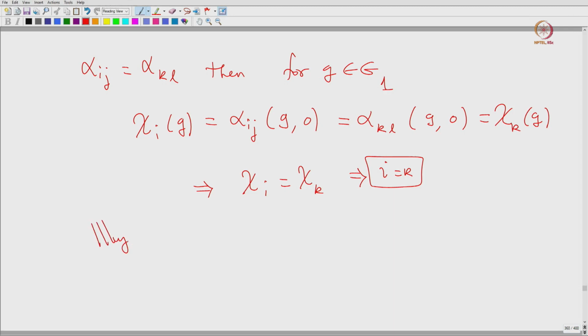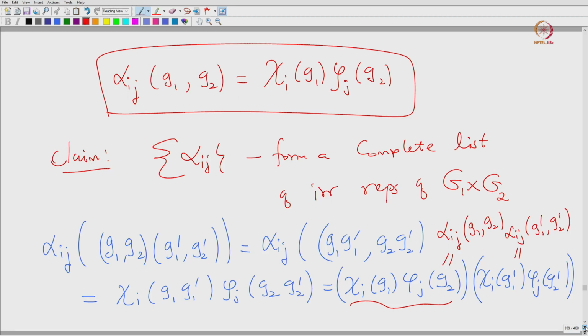Similarly, one can prove that j must be equal to l. So that would imply that the pair (i, j) is the same as the pair (k, l). So in particular, the alpha ij's are all distinct. We got exactly m times n irreducible representations of G1 cross G2. So that proves that this entire set alpha ij forms a complete list of irreducible representations of G1 cross G2.